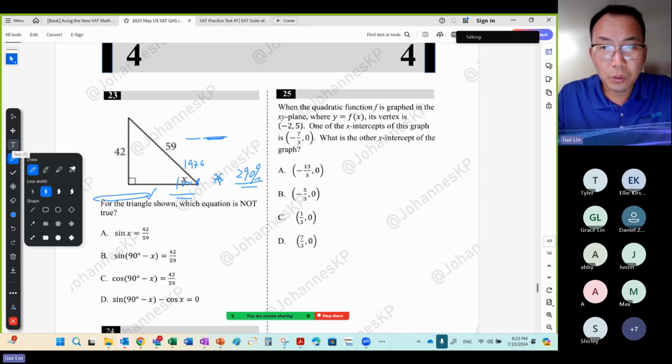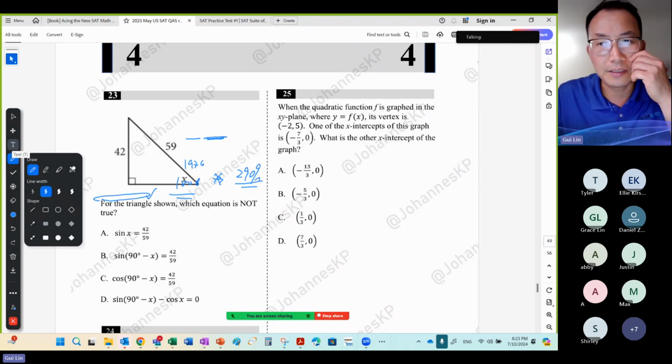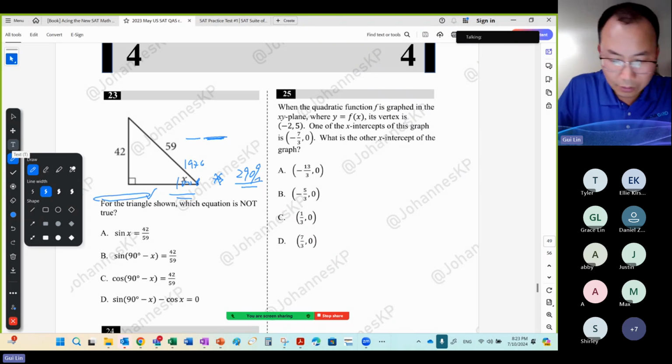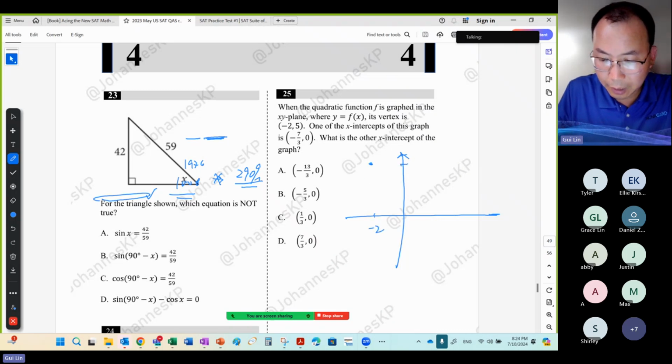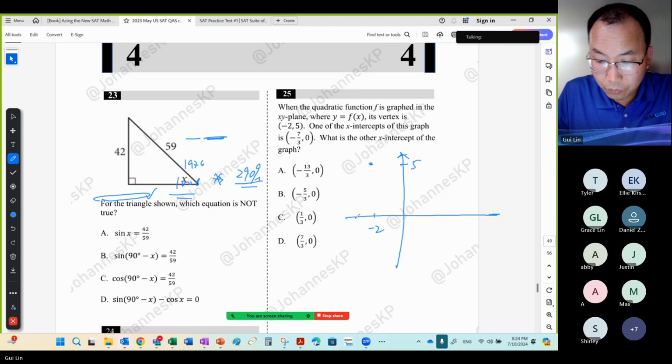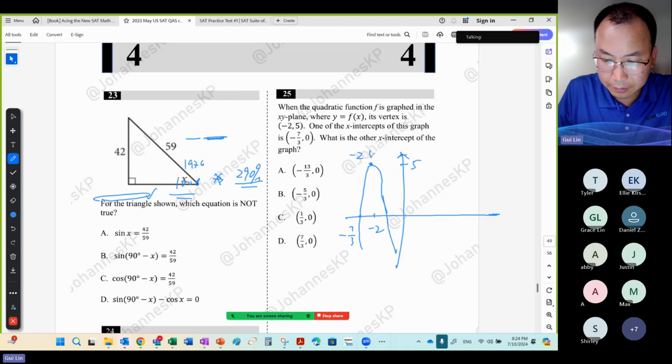Right, 25. When a quadratic function f is graphed in the xy plane where y equals f(x), its vertex is (-2, 5). So we're just quickly drawing here first. We don't know if the parabola opens up or down, right? So we cannot get that one. One of the x-intercepts of this graph is -7/2. -7/2 is actually a little bit far left of here, right? So something like here, it will go down. I didn't draw it so well, but it's okay.